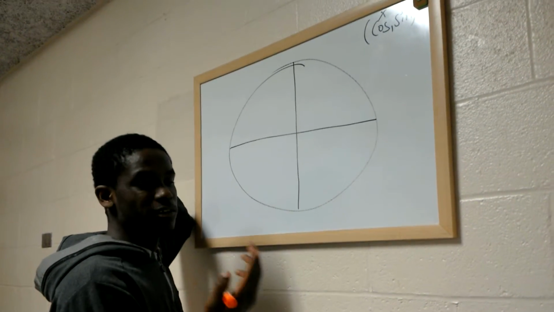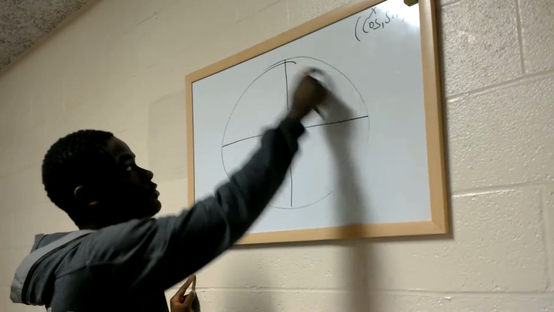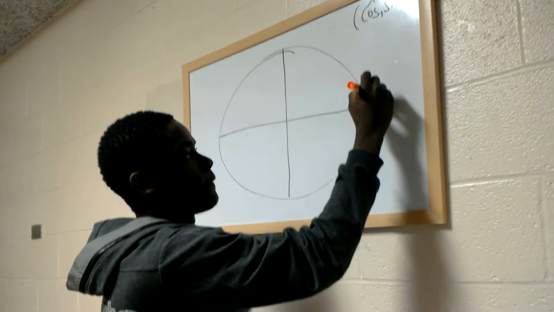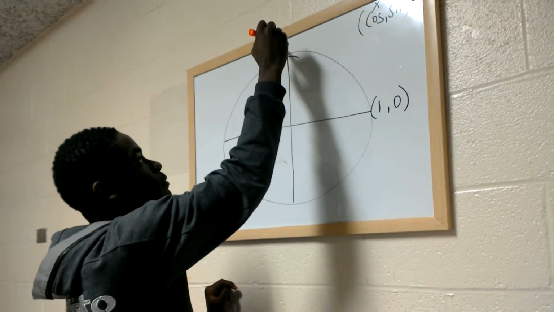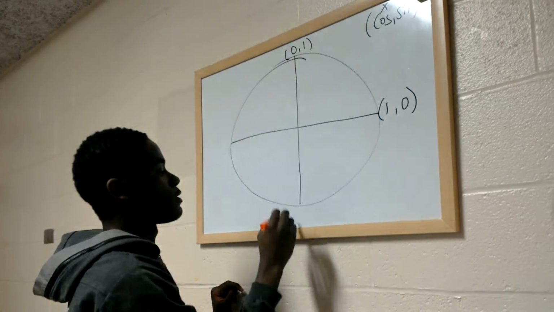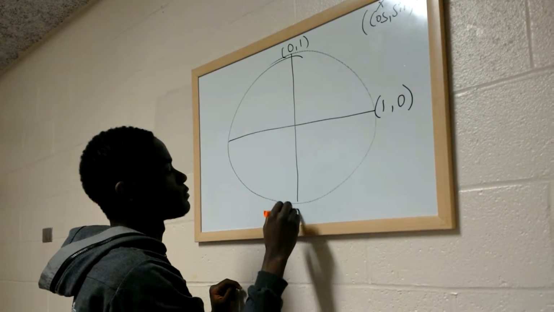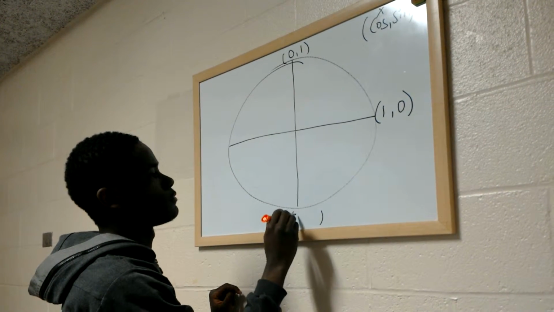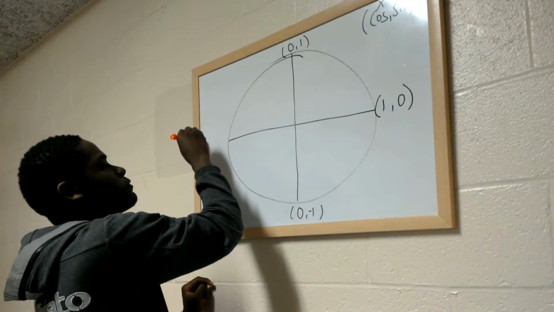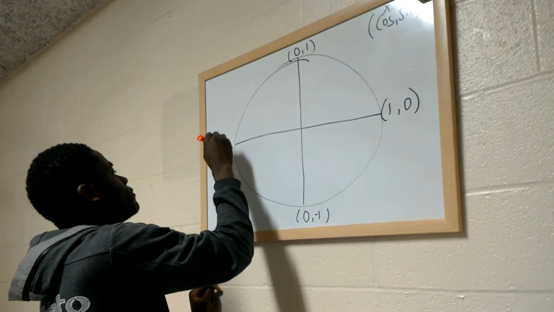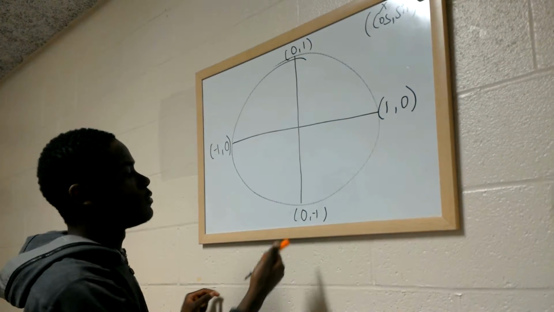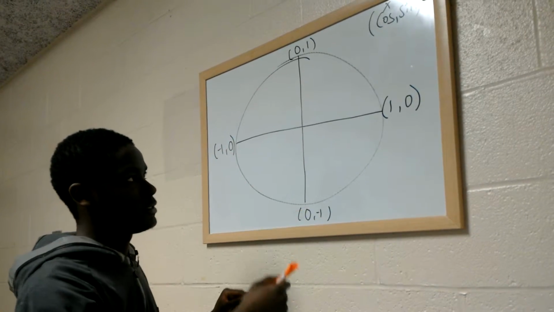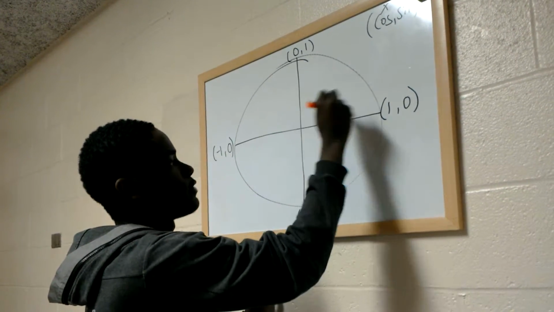But one of the most important things too is you have to know the first 4 points as well. So I'll just go ahead and label the first 4 points. So these are the coordinate points. The reason why you have the negatives and the positives is because of the quadrants and the x and the y axis. Alright, so this right here is 360.